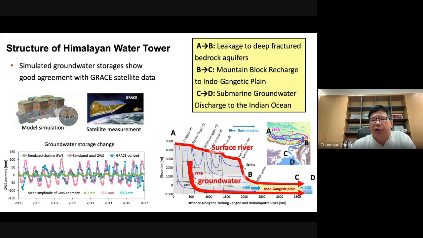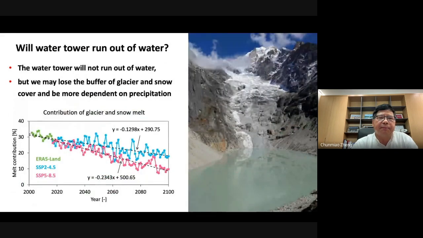And then, based on our calibrated model, we were able to do a lot of analysis. As I mentioned earlier, a lot of water might go from the surface to groundwater and out of this basin, and even discharge directly to the Indian Ocean. So this is a very large scale groundwater dynamic movement.